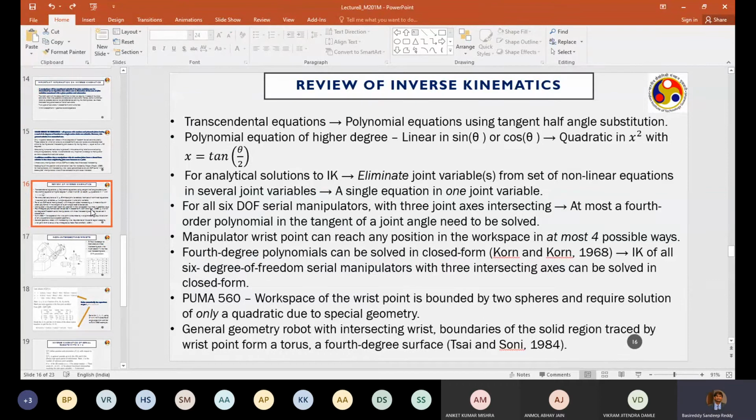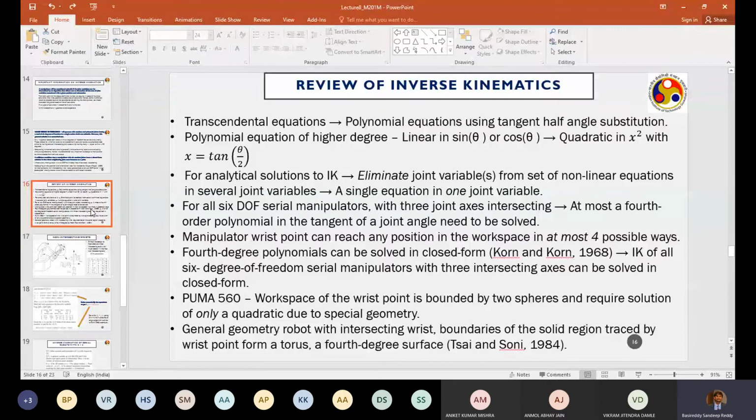So this is just a quick review of the inverse kinematics, what we have done. Generally we get the inverse kinematics equations as transcendental equations, that is of the form sine theta 1 into some constant plus cos theta 1 into some constant equals some other constant. These are the kinds of equations where you have to use the tangent half angle substitutions. That is what will happen when you do inverse kinematics.